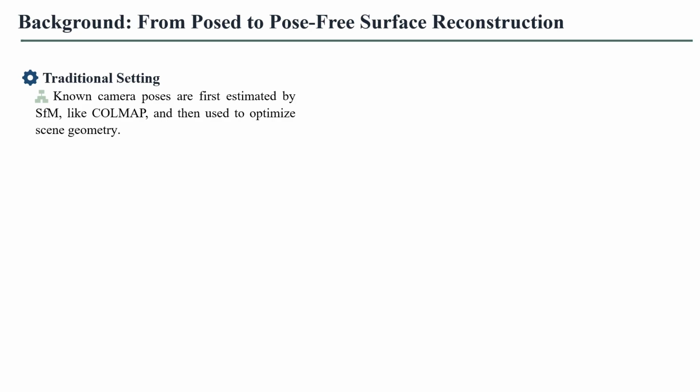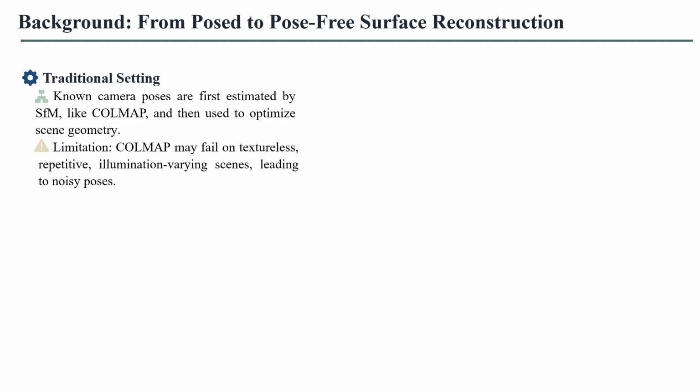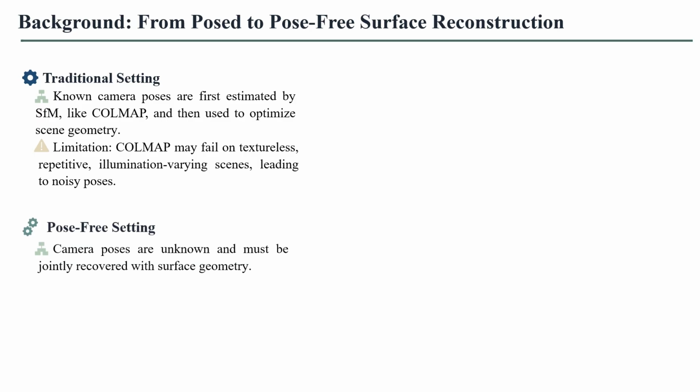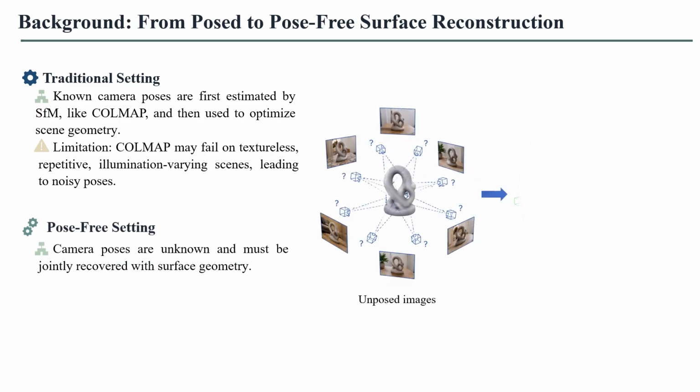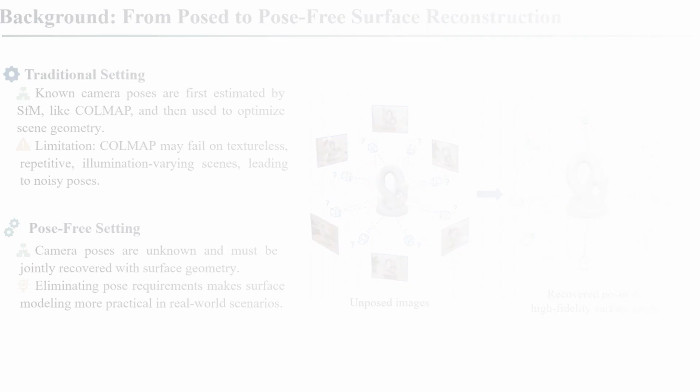Traditional 3D reconstruction is usually performed with known camera poses, often estimated by structure from motion before geometry optimization. However, this preprocessing may fail in textureless, repetitive, or illumination-varying scenes. Pose-free reconstruction removes this assumption. Camera poses are unknown and must be recovered together with the surface. This setting is more practical for real-world capture, but also significantly harder.